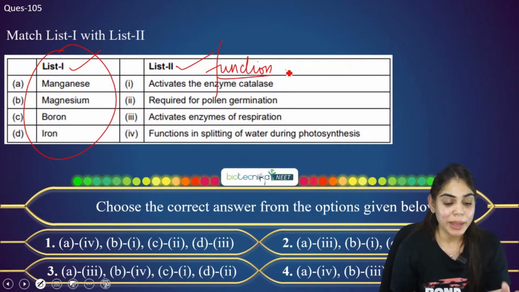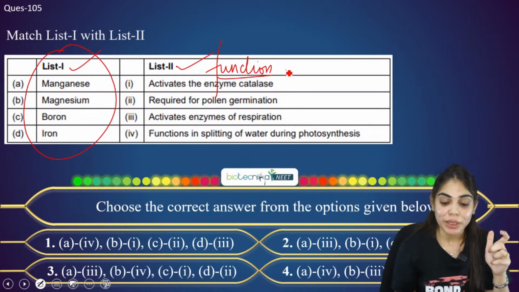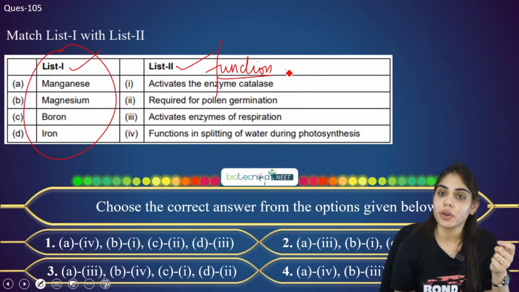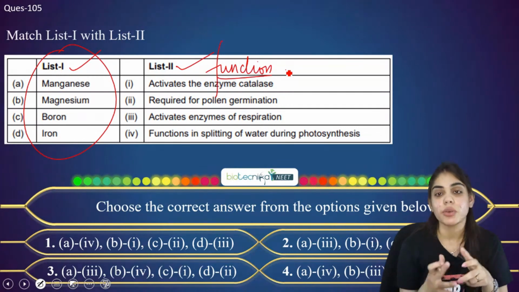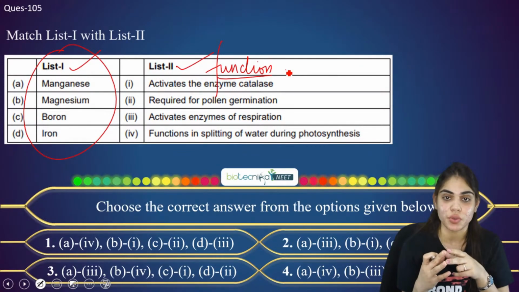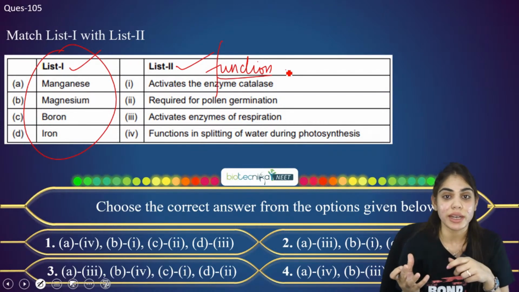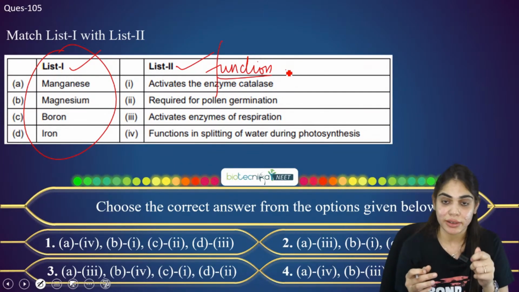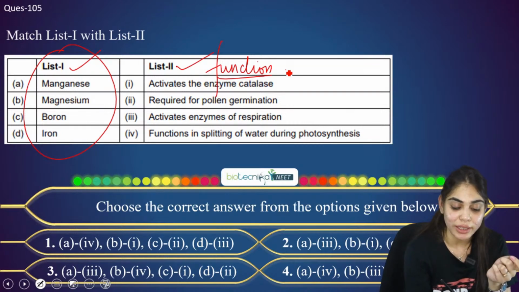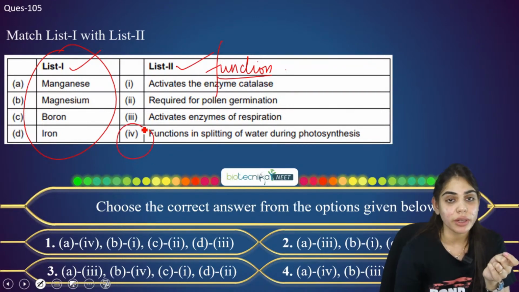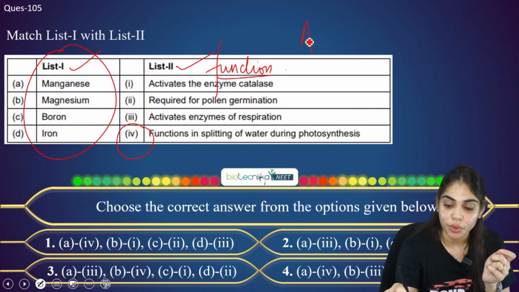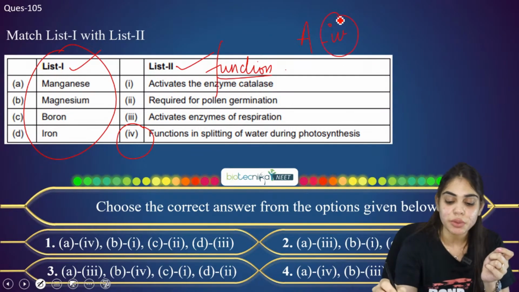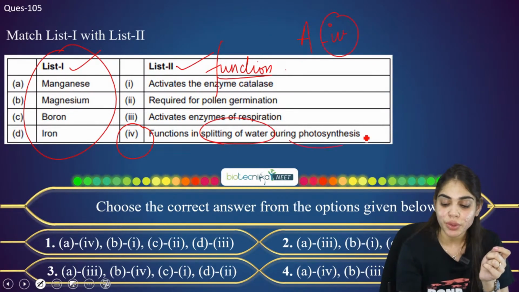Now we all know that manganese is a trace element which is responsible for non-cyclic photophosphorylation. During non-cyclic photophosphorylation, splitting of water takes place and then the electrons are emitted that are again accepted by the electron acceptor. So where is this splitting of water taking place? In non-cyclic photophosphorylation. So this manganese is for option 4. So A with 4, because manganese is responsible for the splitting of water during photosynthesis.